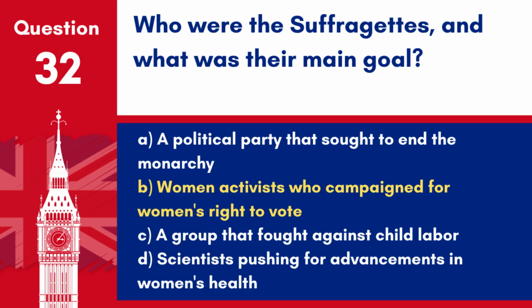Answer: B. Women activists who campaigned for women's right to vote. The suffragettes were a movement dedicated to securing women's suffrage in the UK, known for their radical techniques and persistence.